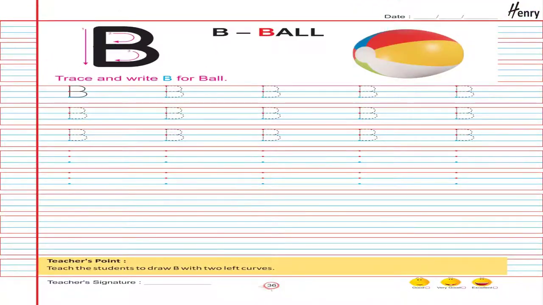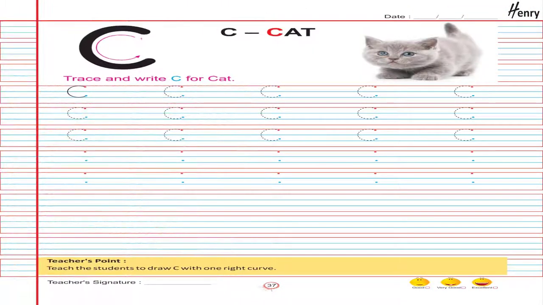B, ball. B, trace and write B for ball. C, cat. C, trace and write C for cat.